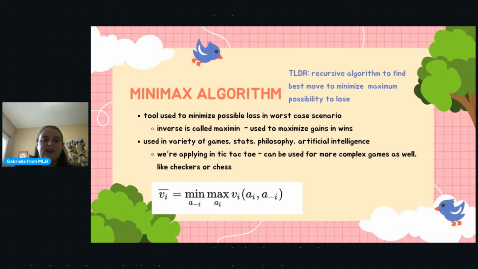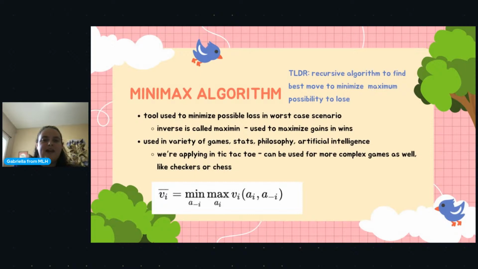Minimax is used in a variety of games. It's used in statistics pretty often. It's used in philosophy as more of a conceptual, do the least amount of evil kind of philosophy, as well as in artificial intelligence, which is how we'll be using it today. There are, of course, many more advanced applications of Minimax algorithm, but those take much longer to implement.